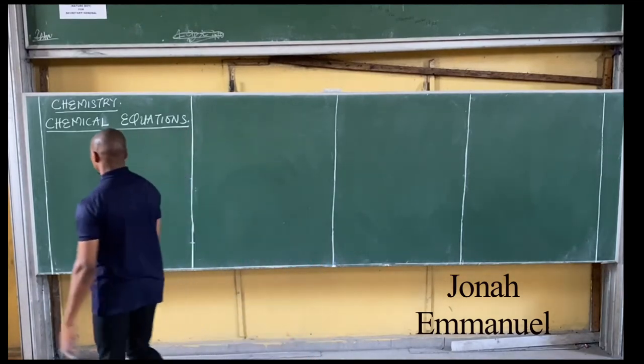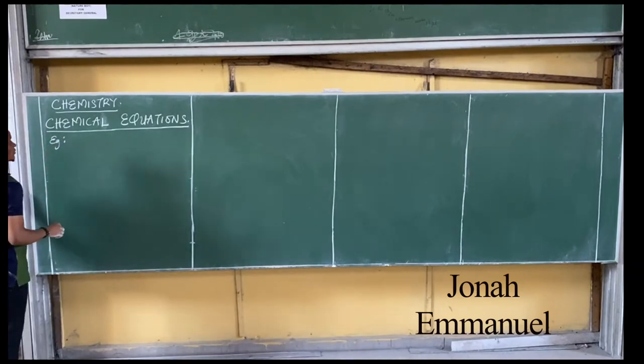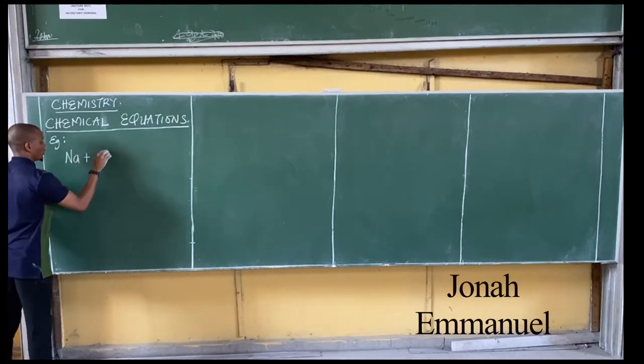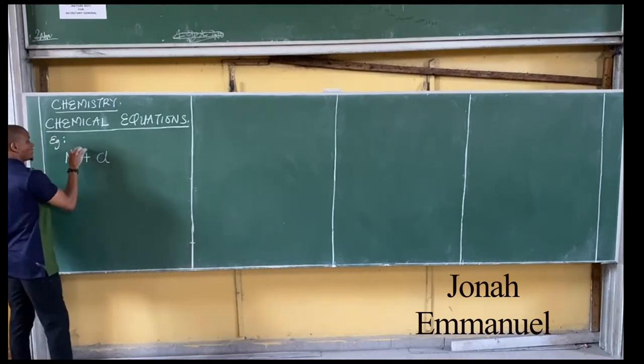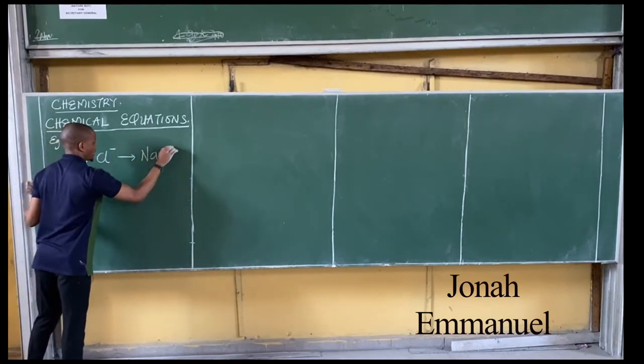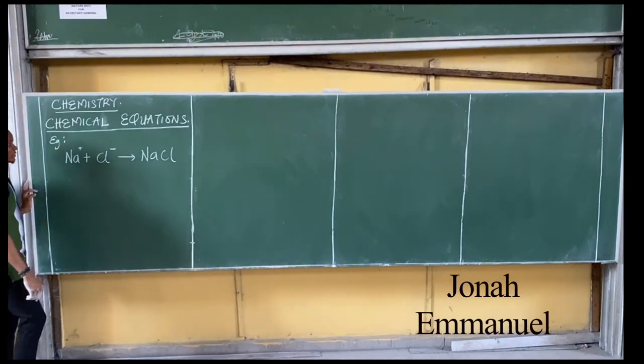An example of a chemical equation is this. If I have sodium combining with chlorine, we use the ionic equation, to form NaCl. This is one of them. Okay, this is a chemical equation.